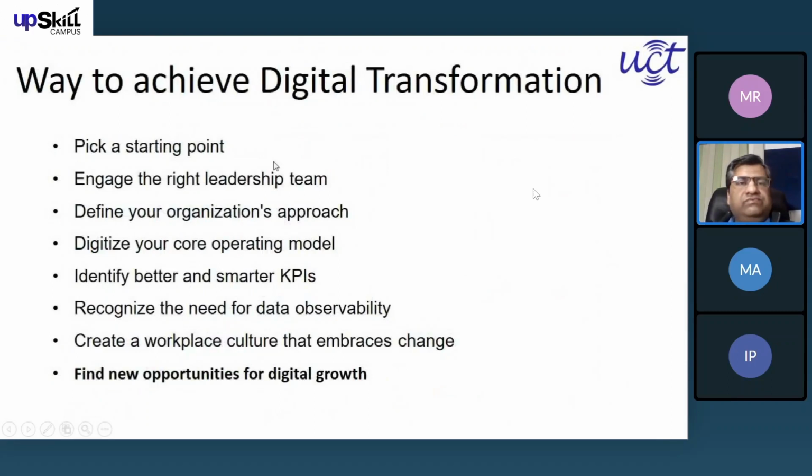In a simple way, to achieve digital transformation, we have to start from some point. Then we have to engage the right leadership team and define our organization approach. We have to decide our core operating model, identify better and smarter KPIs, recognize the need for data observability, create a workplace culture that embraces change, and find new opportunities for digital growth. So these are the different steps to achieve digital transformation.